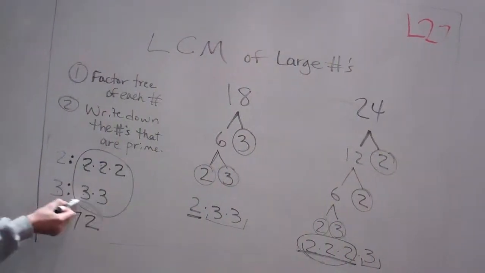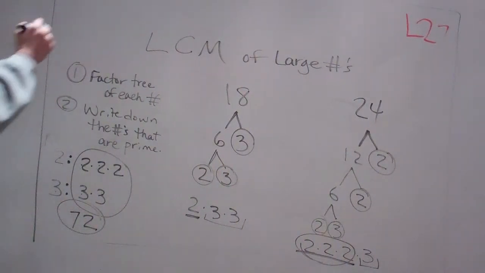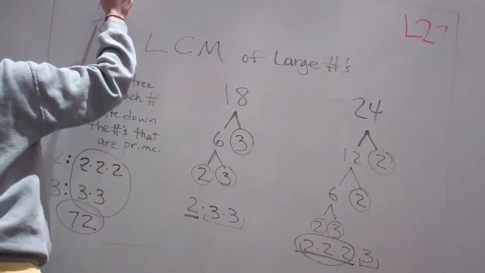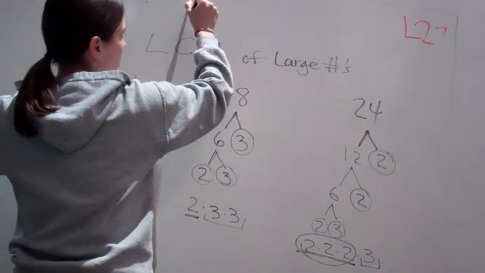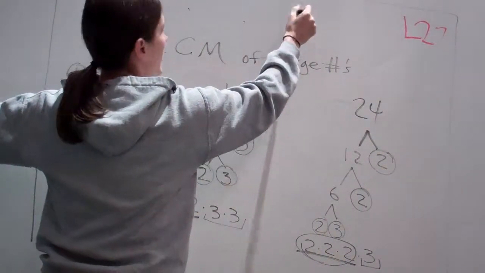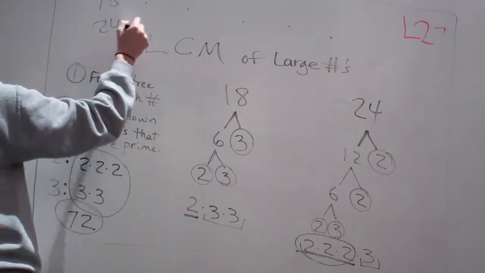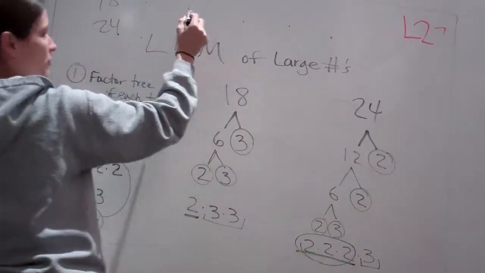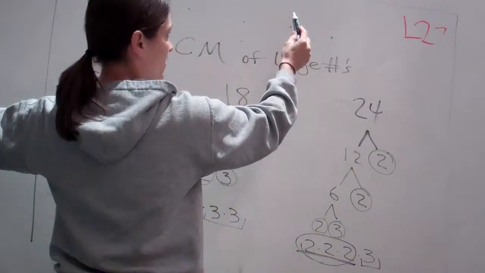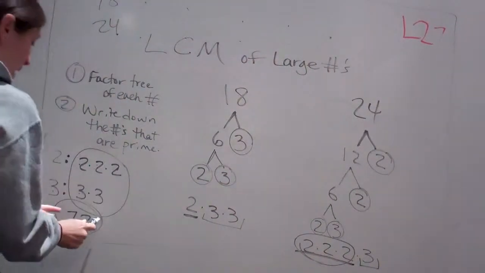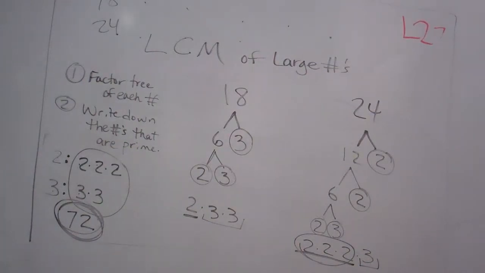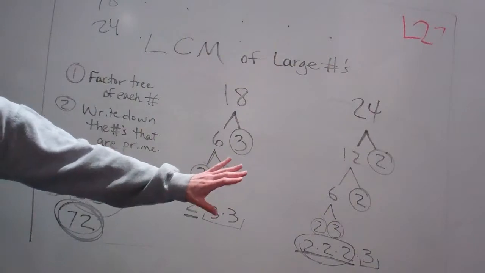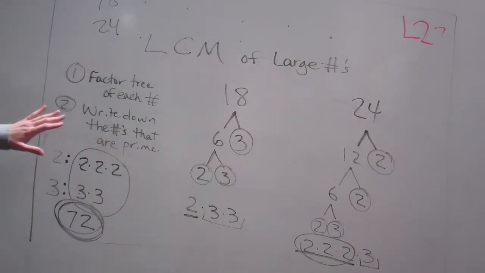What's the least? 72. So if I were to take 18 and 24 and then go 18 times 2, 18 times 3, 18 times 4, 18 times 5, 18 times 6, and if I did 24 times 1, 24 times 2, 24 times 3, 24 times 4, 24 times 5, and got those numbers, the lowest common one would have been 72. You get it? Okay? Did everybody see how we came up with that? Okay, hopefully you took good notes.